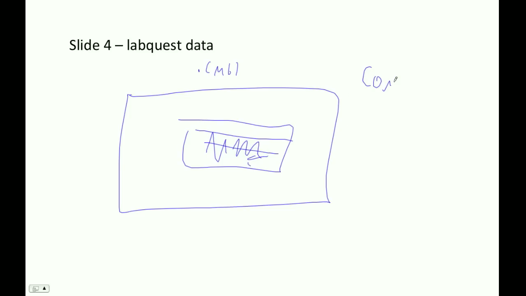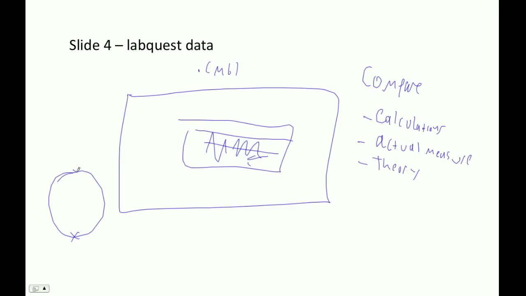The more you compare your calculations to your actual measurements, to the theory of what it should be, the idea being that in a vertical circle it's more at the bottom and a bit less at the top, to the LabQuest data, the more they'll be all happy and give you an A++. Okay. Anyway, don't stress about it.